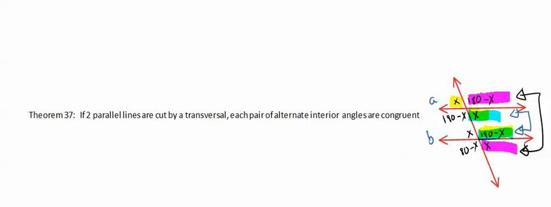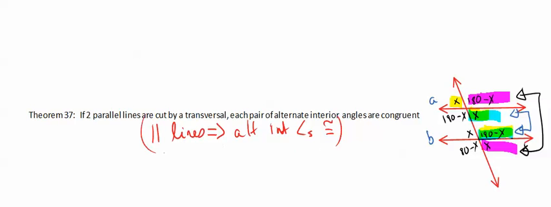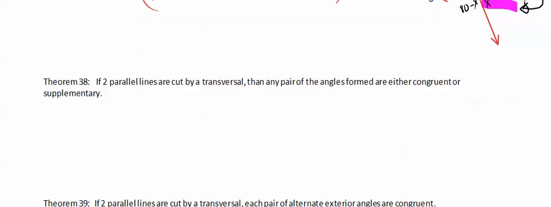Your book does allow you to use shorthand, and so will I, for a lot of these theorems, since there are quite a few of them. For theorem 37, what you can do to shorthand this is you can make the parallel line sign: parallel lines imply alternate interior angles congruent. So it's one way you can shorthand 37. And basically, that's going to follow suit with quite a few of the other ones.